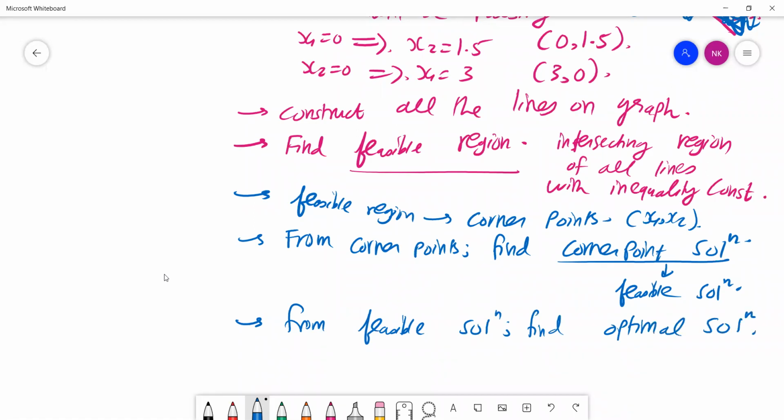So that's it. This will be our flow. This optimal solution will be our answer. This answer will pertain to the corner points dealing with the maximization or minimization, whatsoever the case is for the objective function. So this is the process which we are going to follow every time.